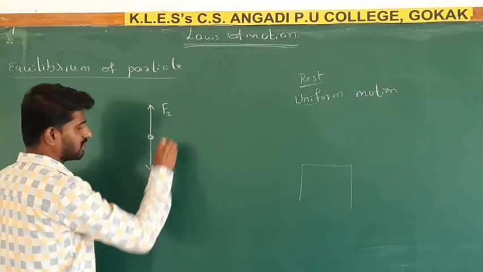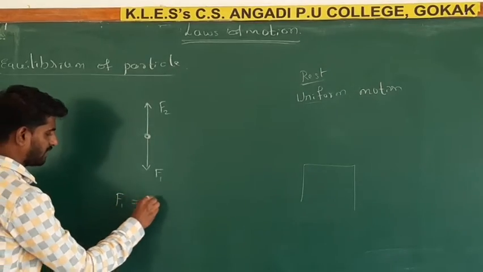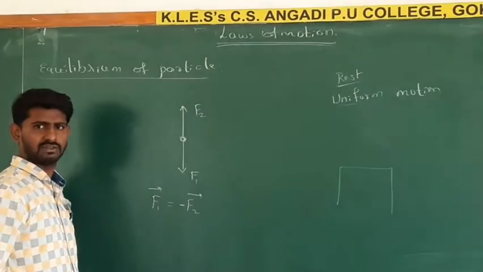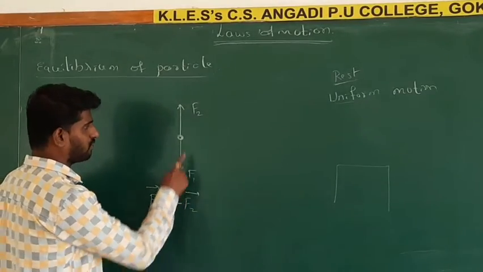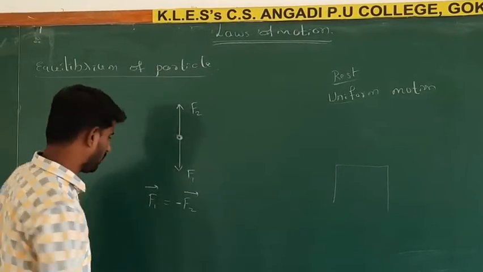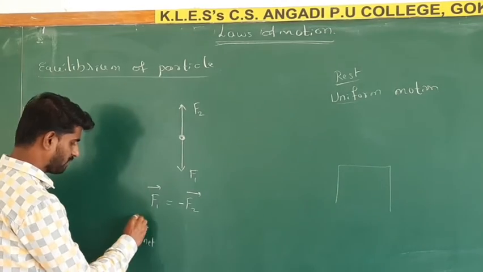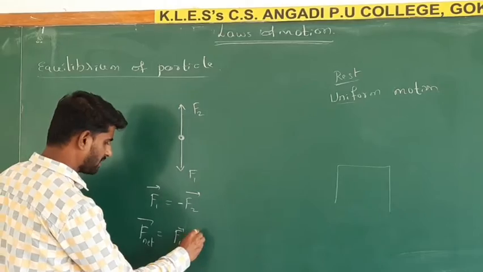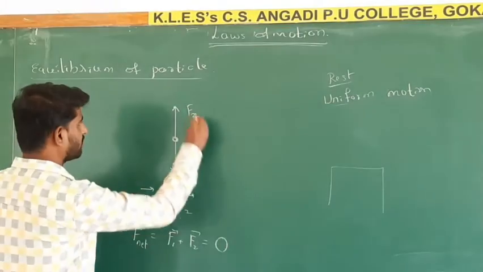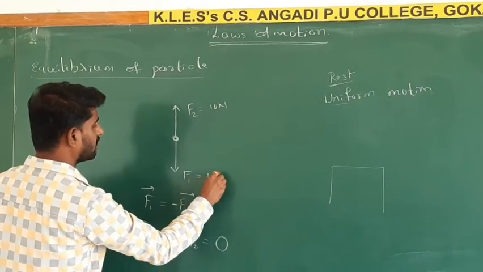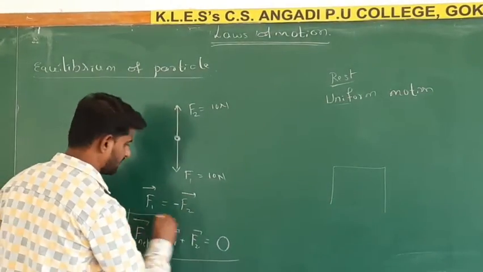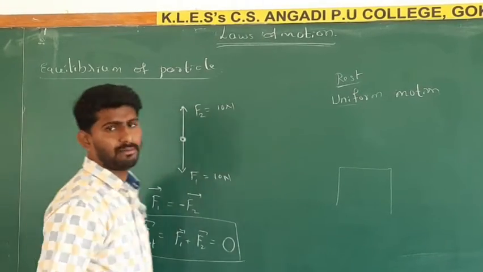I call this F1 and this F2. Suppose F1 is equal to F2 in magnitude, and because of direction I write the negative sign. If F1 is equal and opposite to F2, then this body is at rest. What is the total force now? The net force acting on the body is F1 plus F2 equals 0, because these two forces are equal in magnitude and opposite in direction. For example, this is 10 Newton and this is also 10 Newton, so plus 10 Newton minus 10 Newton yields 0. This is the condition for the equilibrium of a particle.